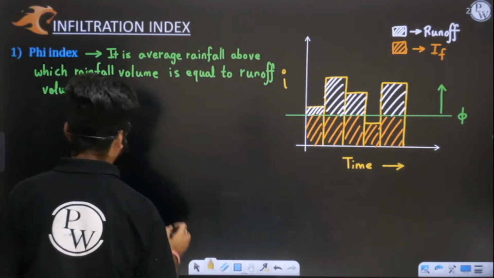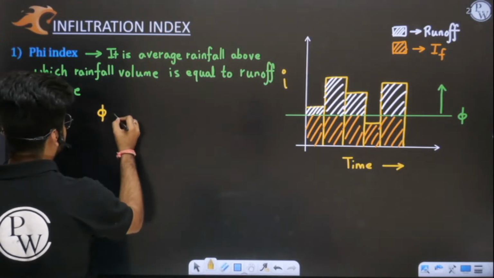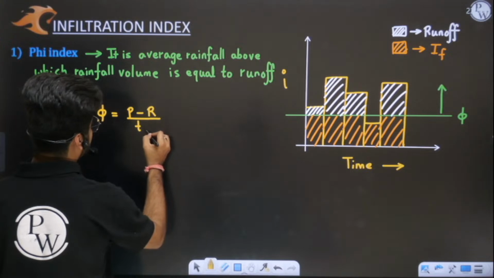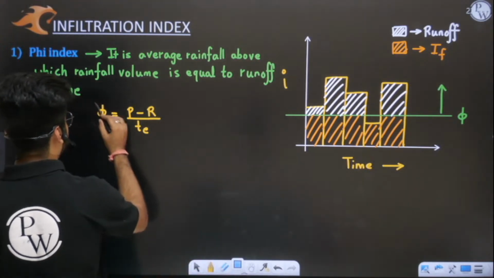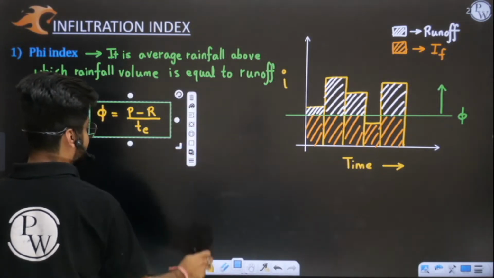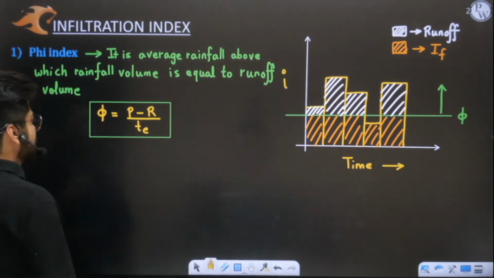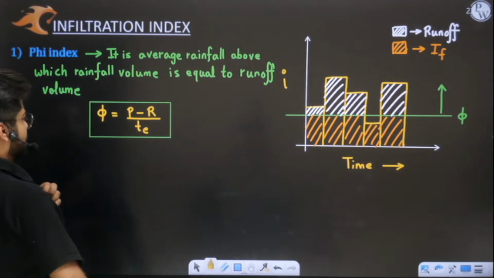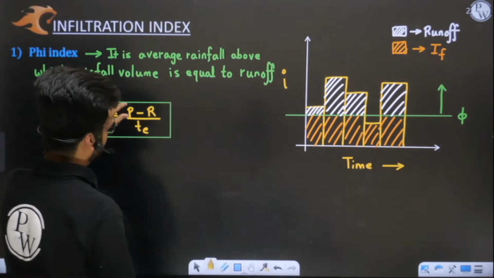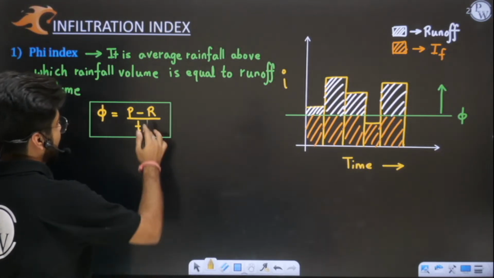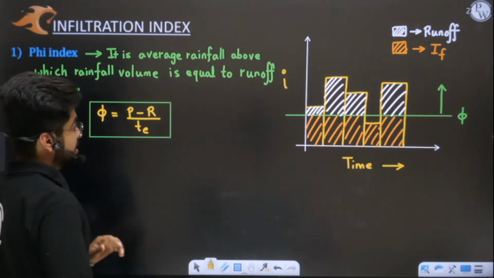So I will write the direct formula here. Phi index is equal to P minus R upon T excess, excess time. Remember this formula, very important. This is phi index. Now, it is a kind of average infiltration value. Now, what is P? P is total rainfall. R is total runoff, and this T is excess time.